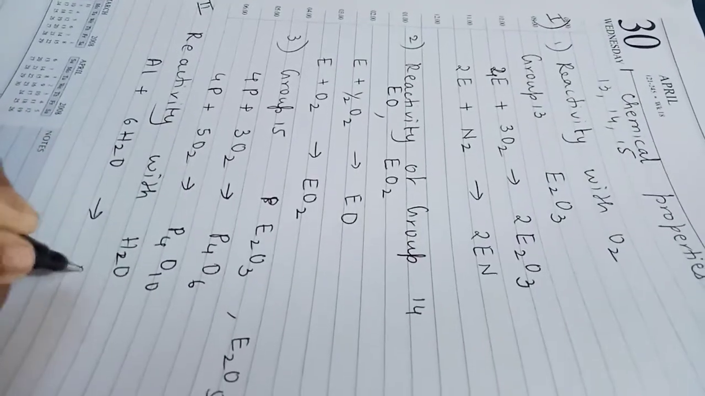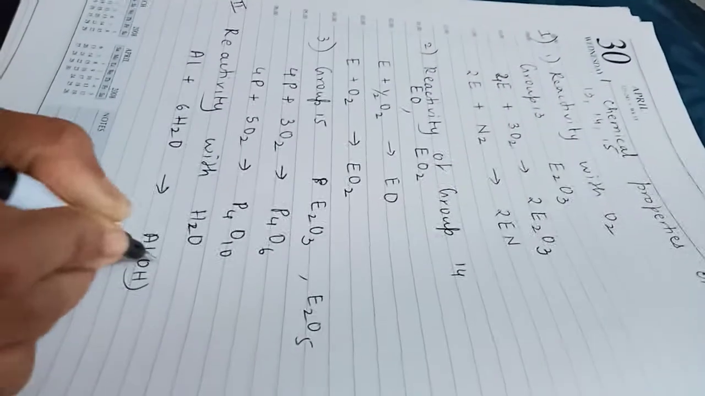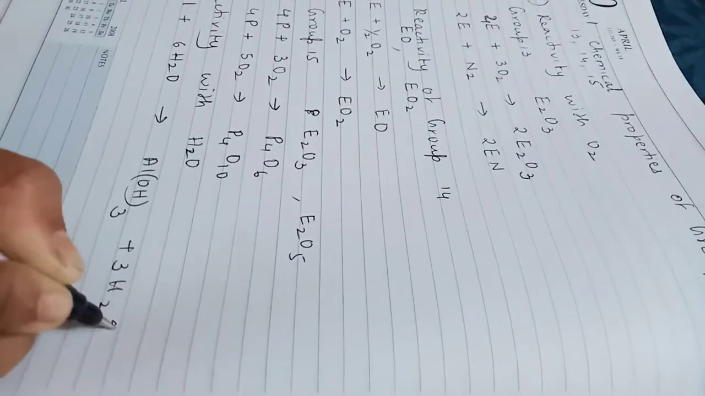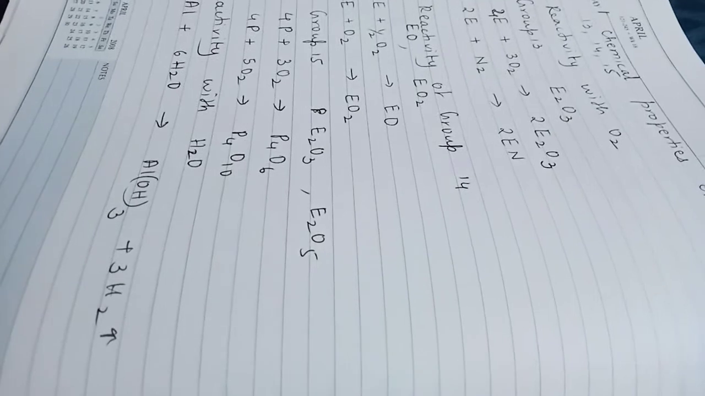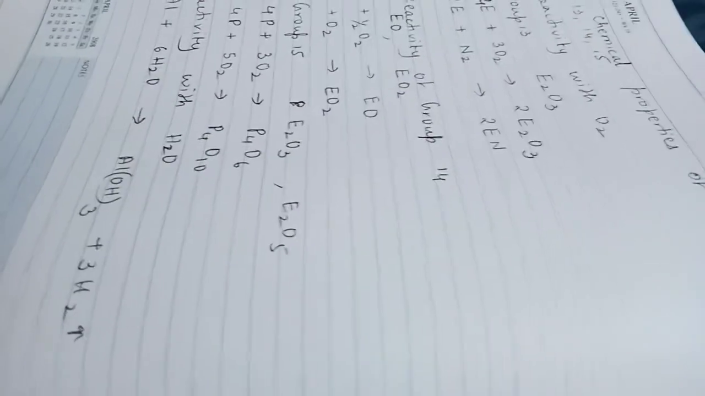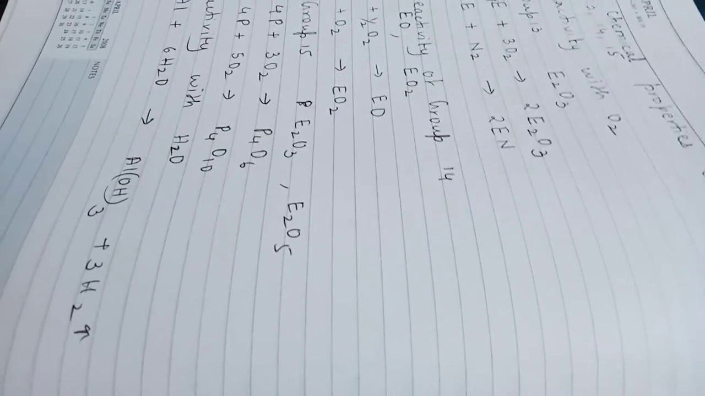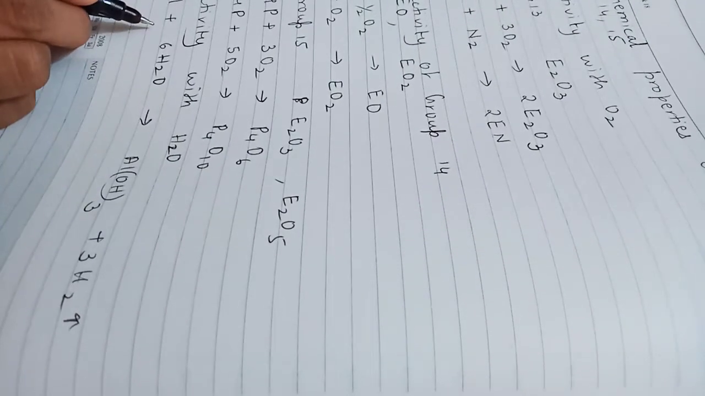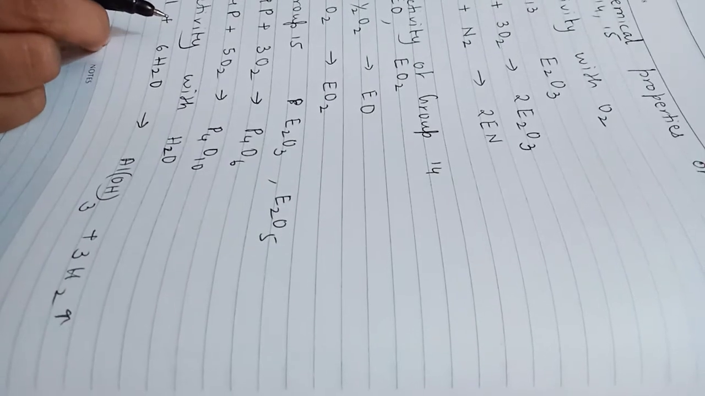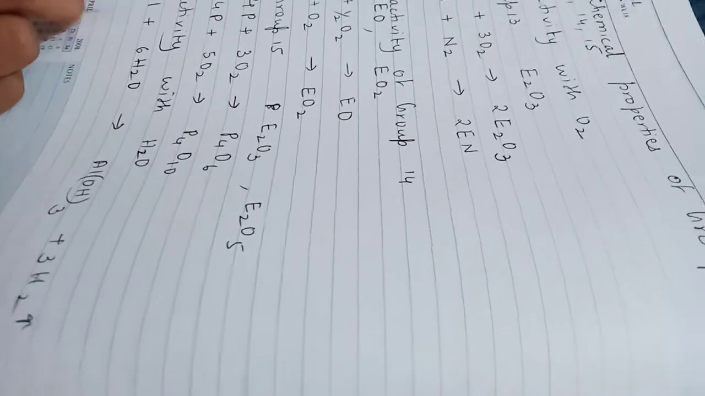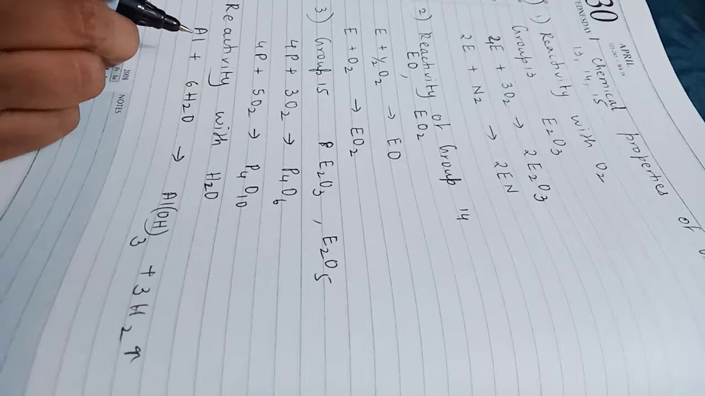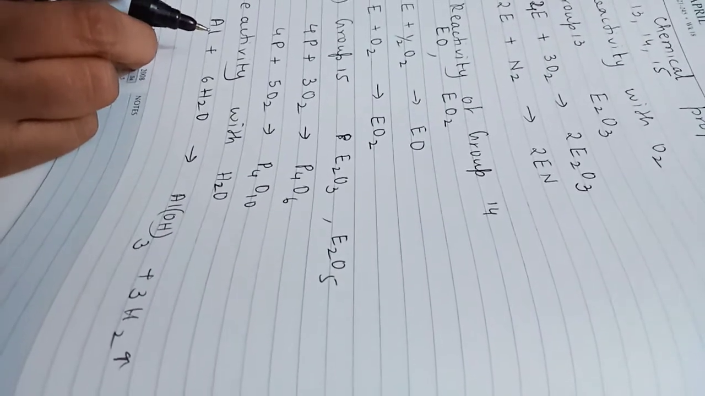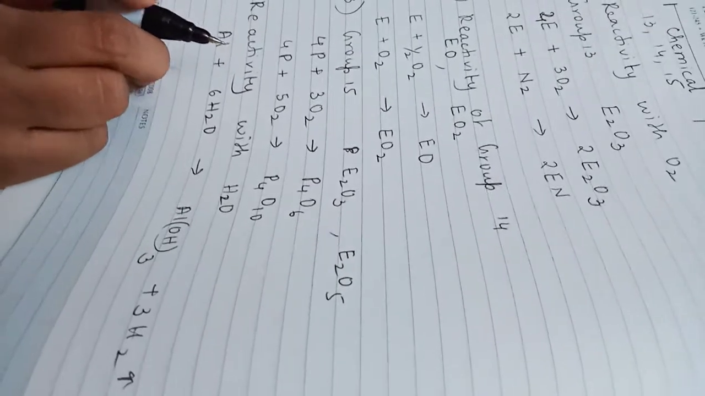It reacts with hot water to form aluminium hydroxide, liberating hydrogen gas. So aluminium reacts with hot water to form aluminium hydroxide, Al(OH)3, liberating hydrogen gas. Okay.